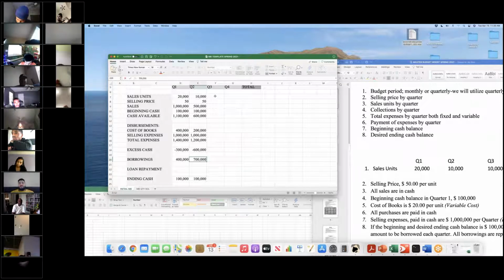Is quarter three not the exact same as quarter two? Yeah. 10,000 sold. Selling price 50. Sales 500. Beginning cash is 100. And so we had available 600. We got to buy those 200,000 in books again. Our selling expenses are still $1 million. And so our total expenses are $1.2 million.